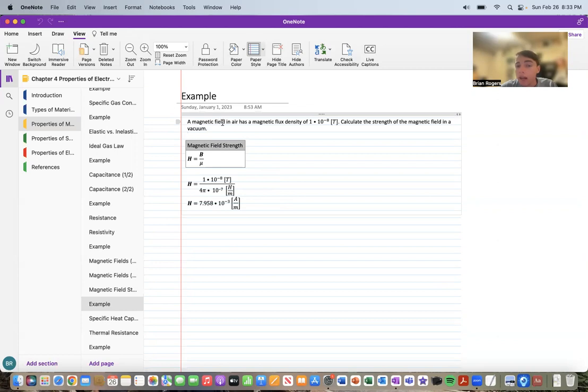And so we have a magnetic field in air that has a magnetic flux density, which is how many of those magnetic field lines are passing through a cross-sectional area, of 1 times 10 to the negative 8 Teslas. So we need to calculate the strength of the magnetic field in vacuum. Notice how it says in vacuum here. Remember, for air, we know the permeability, 4 pi times 10 to the negative 7 henry per meter. The magnetic field here is 1 times 10 to the negative 8 Tesla. And so we're able to calculate the actual magnetic field strength here.